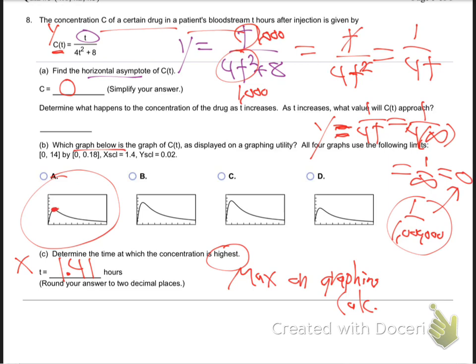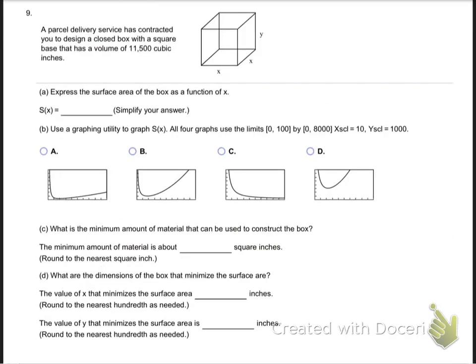That's the maximum. Like that. See how it flattens over time? The drug goes down to nothing in your bloodstream over time. So here we are on number 9. So they want the surface area of the box.